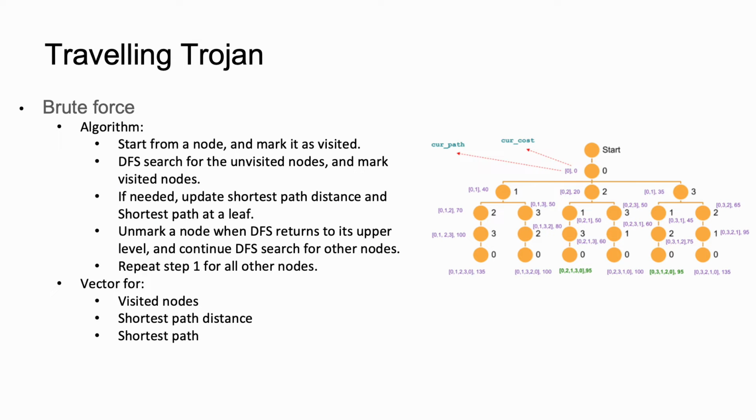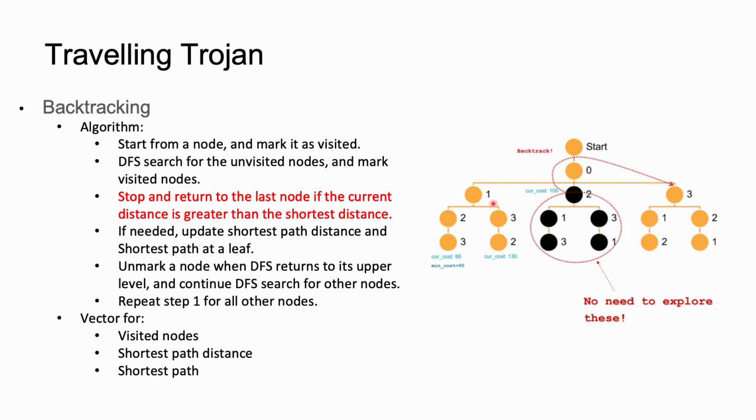Now we are moving to the traveling Trojan function. We first solved the traveling salesman problem with brute force. Then we used the backtracking technique to stop the branches with greater value than the minimum value earlier. Backtracking will help us to speed up our program a lot.